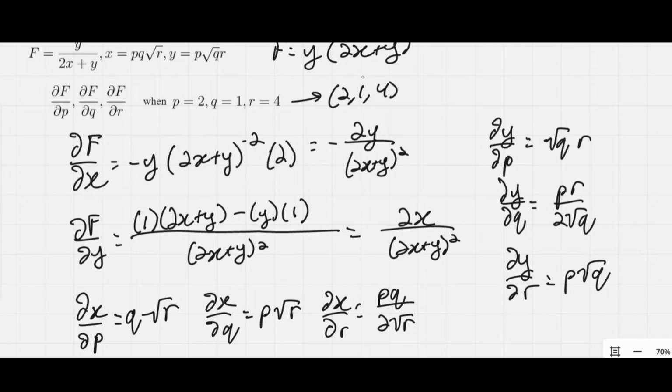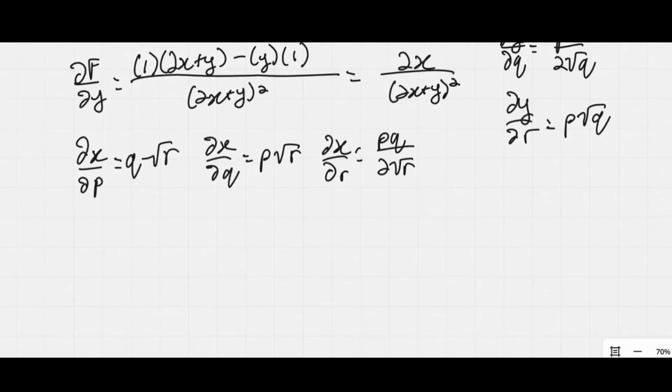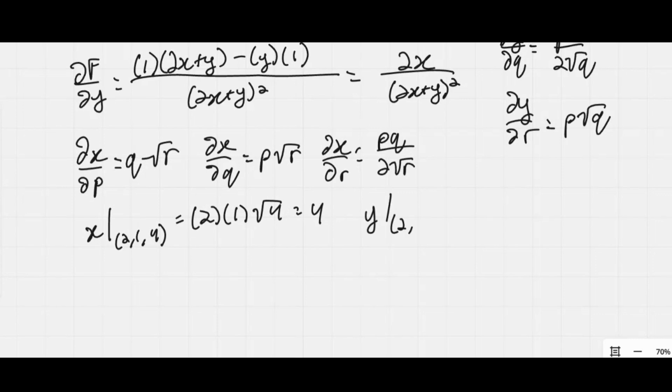So what's this going to look like in practice? Well, here's what we can do a little bit more simply. We don't have to rewrite these expressions. Instead, we can say that at the point 2, 1, 4, the value of x is going to be 2 times 1 times the square root of 4. And so that's just going to be 4. And the value of y at the point 2, 1, 4, when p is equal to 2, q is equal to 1, and r is equal to 4, that's just going to be 2 times the square root of 1 times 4. That's 8, right?